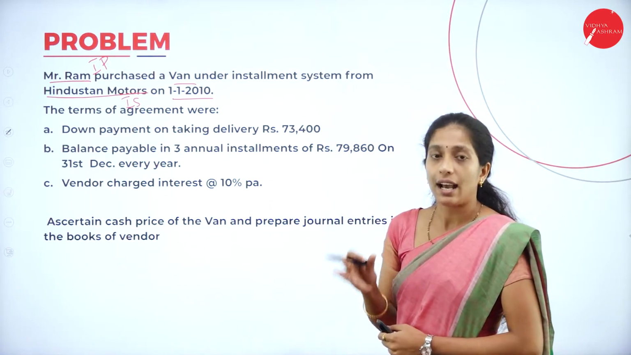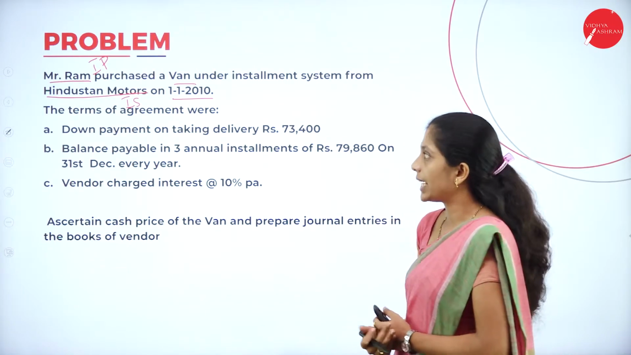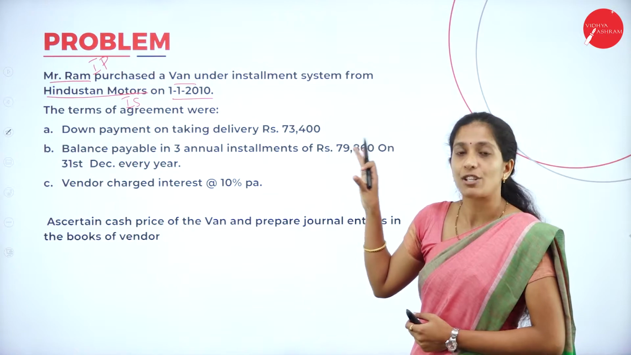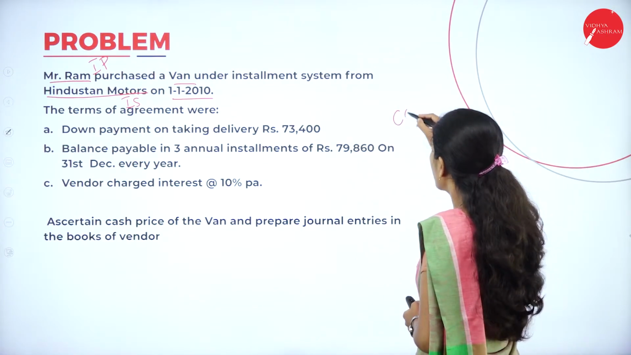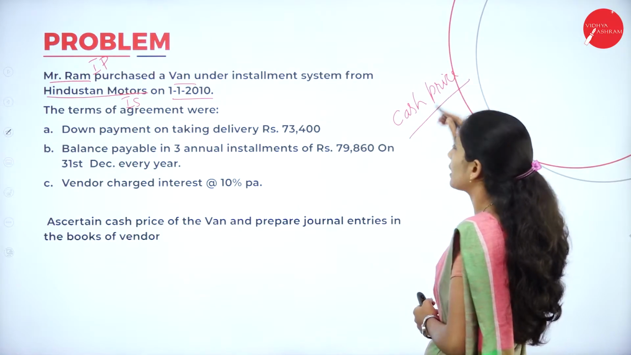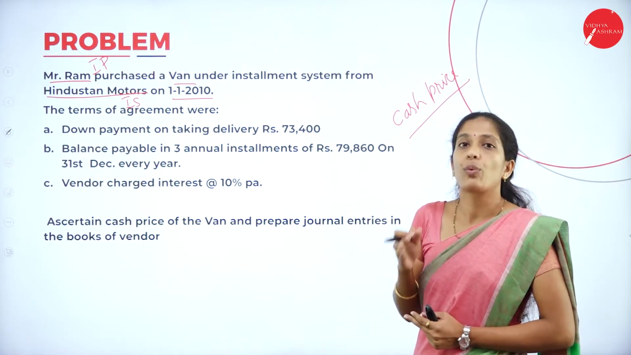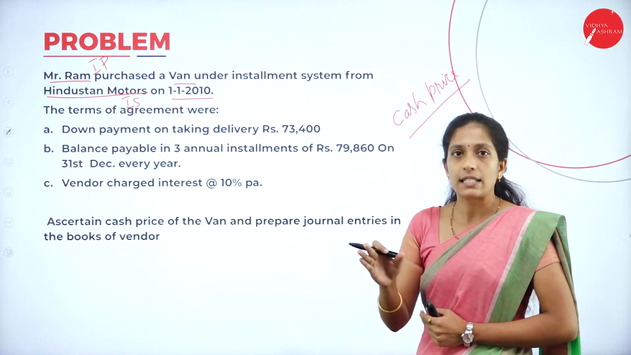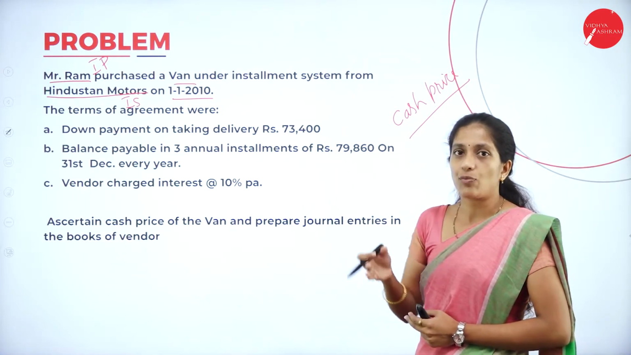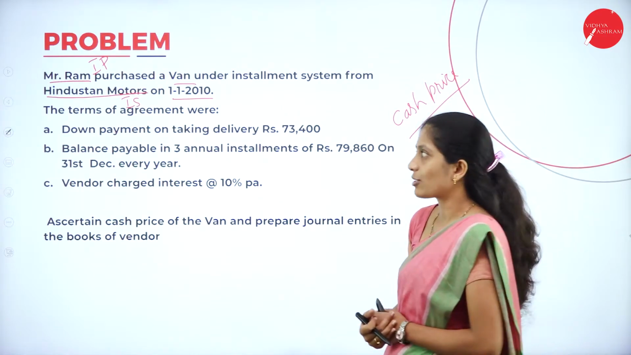So they have given the date. Be careful with the date. The terms of agreement were as follows. Here they have not given the cash price of the asset, so we have to calculate the cash price. Hope you know how we calculate the cash price. First we take the last installment, less interest, add the next installment, less interest. In the same way we are going to calculate the cash price of the asset.